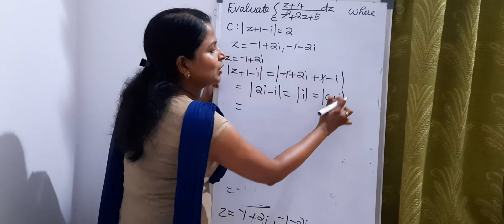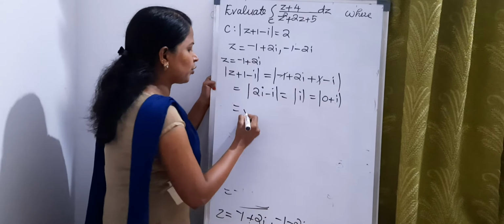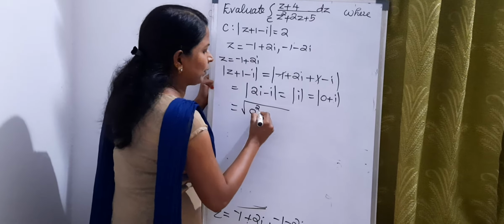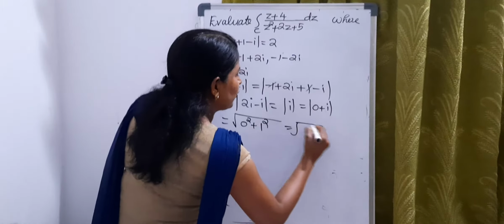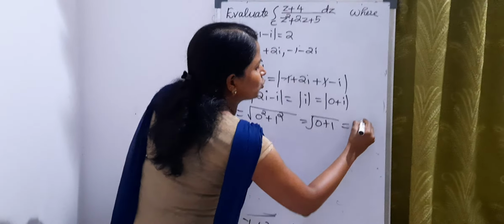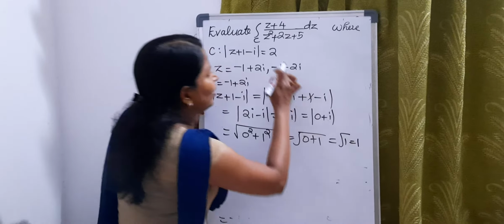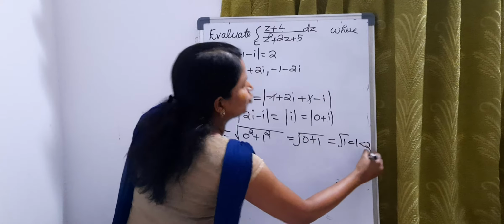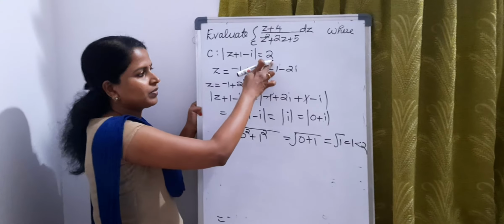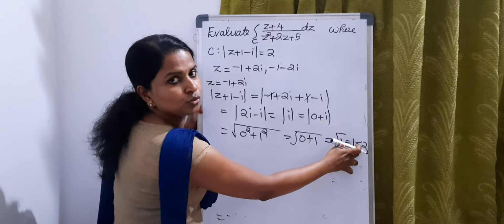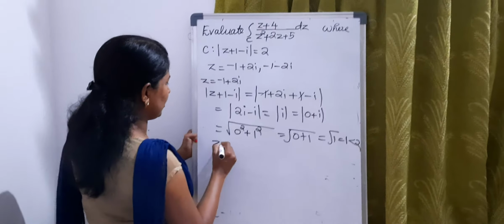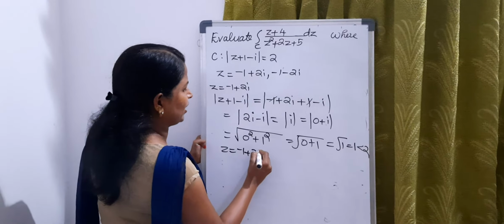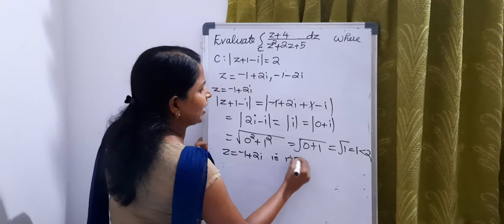So the modulus of a complex number is the square root of the real part squared plus the imaginary part squared. That is √(0 + 1), which is √1, that is 1. 1 is less than 2. Here the circle has radius 2. So less than 2 means inside. z = -1 + 2i is inside the circle.